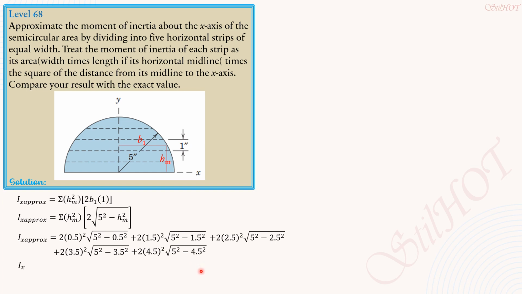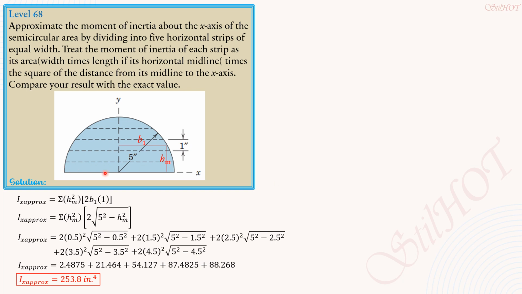So computing individually, the first term is 2.4875. The second is 21.464. The third is 54.127. The fourth is 87.4825. And the last is 88.268. Combining, Ix approximate is equal to 253.8 inches to the fourth.